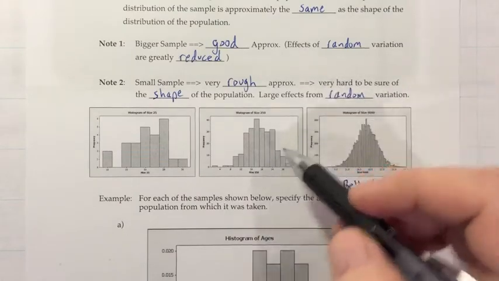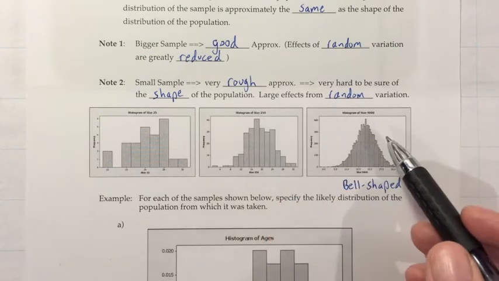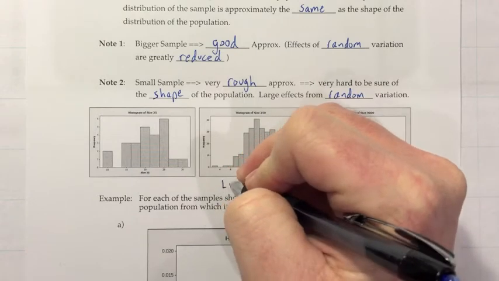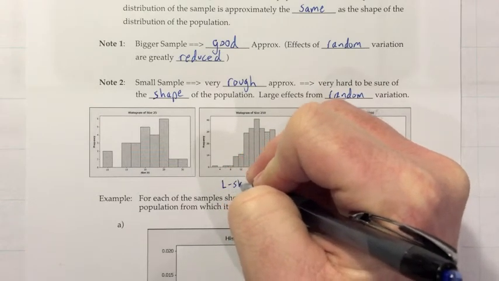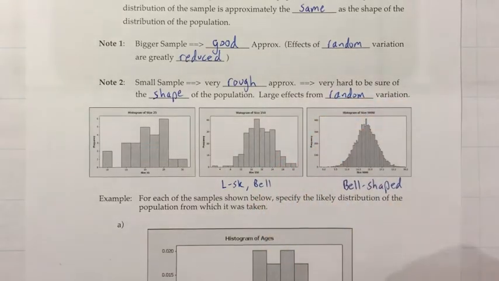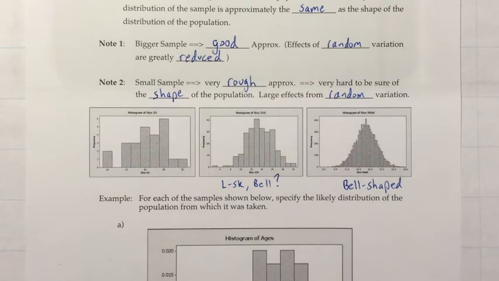And it's harder to know what the population is on this one because the sample size is smaller, the effects of random variation are bigger. So maybe this one is left skewed. Maybe this one is bell-shaped. And we might have a question mark on it this time. It's harder to be certain what your population shape is when you're looking at a smaller sample.